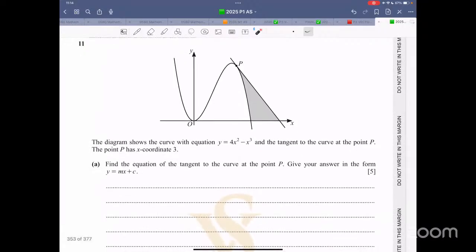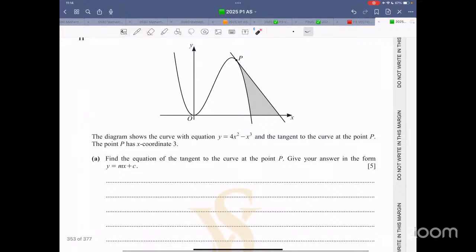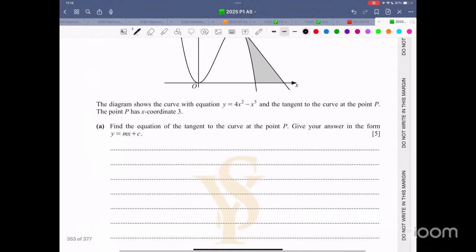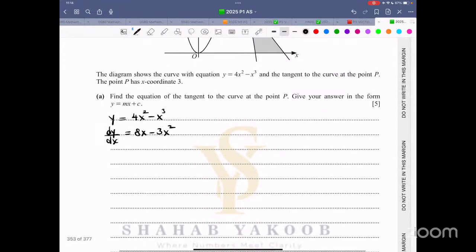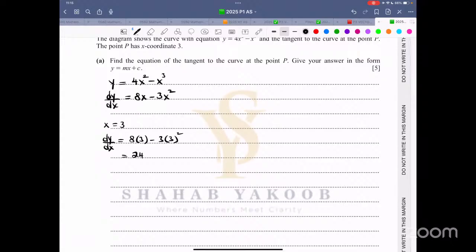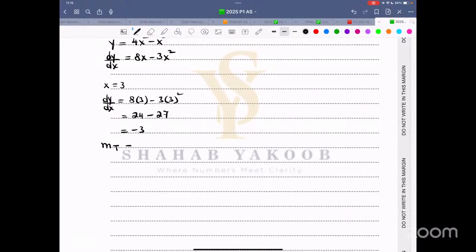So first thing first, y is equal to 4x squared minus x cubed. So dy by dx is 8x minus 3x squared. The x coordinate is 3. When x is 3, dy by dx is 8 into 3 minus 3 into 3 squared. 8 threes are 24, this is 27. That comes out to be negative 3. Gradient of tangent is -3 because that's dy by dx.